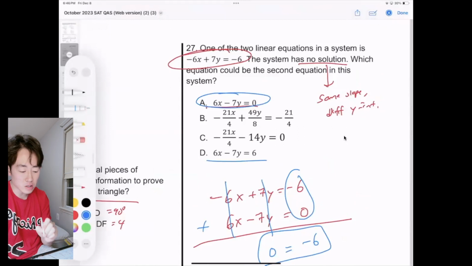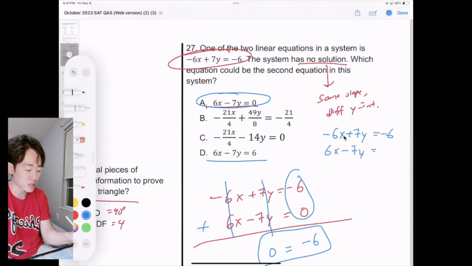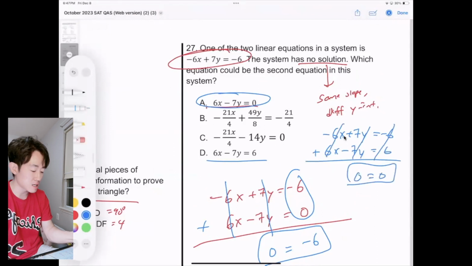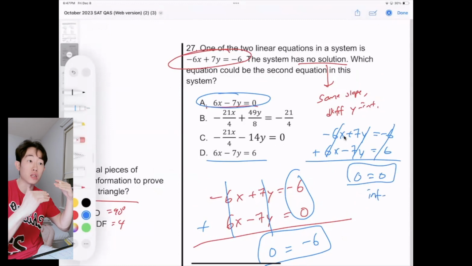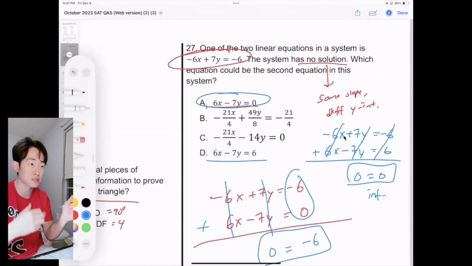The reason why D doesn't work is because this is going to give you infinite solutions. You can write it down too. 6x plus 7y equals negative 6. 6x minus 7y equals 6. Just add them top and bottom. Everything cancels out. 0 equals 0. That's infinite solutions because that means that you literally have the exact same thing twice.